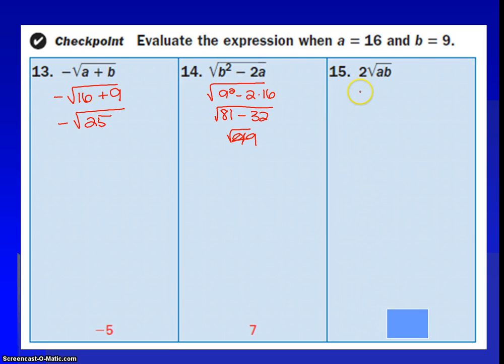Please try 15 by yourself. Substitute in 2 square root of 16 times 9. Pause the video, try 15. Once you're done, see Mrs. Shea for the answer.